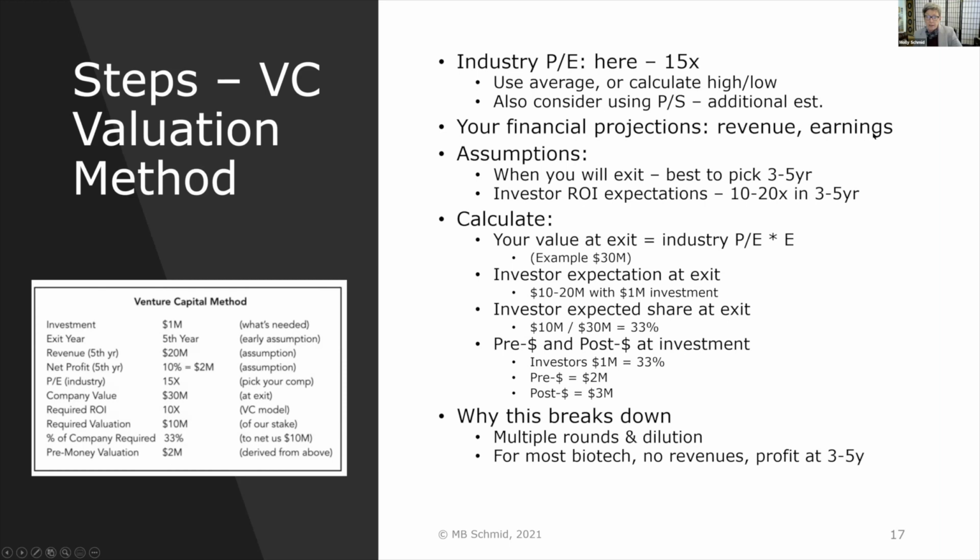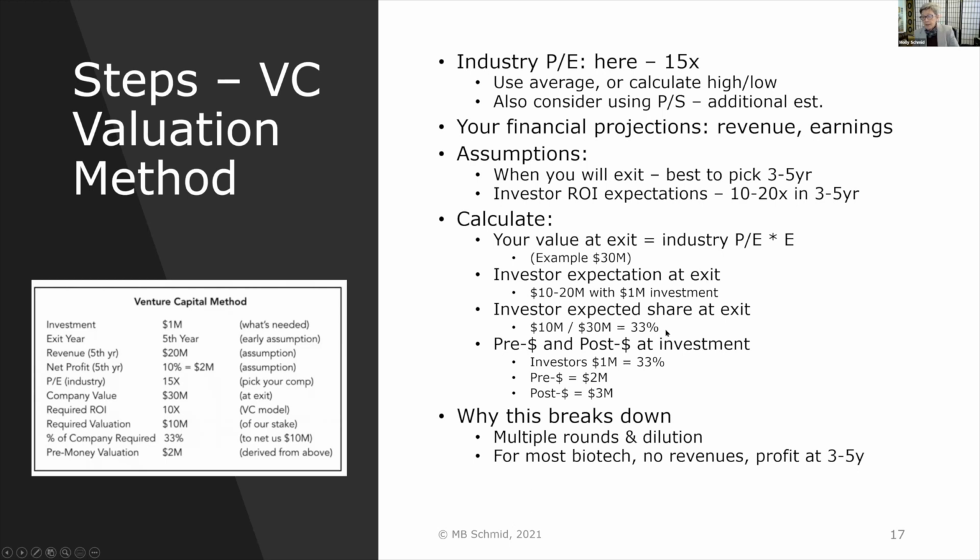You've got financial projections at the exit date. You've got assumptions on when you will exit, and it is best in your calculations to pick 3 to 5 years, because that's what the investors want to hear, and they have an expectation. So then you calculate your value at exit, the investor expectation at exit, the share that means at exit, and then the pre and post money at the investment point.